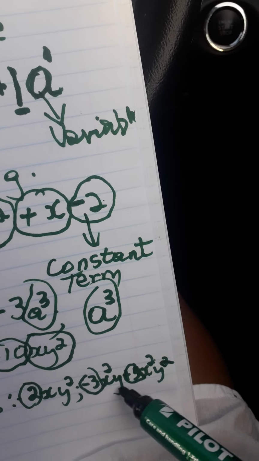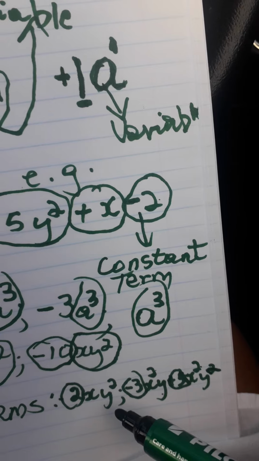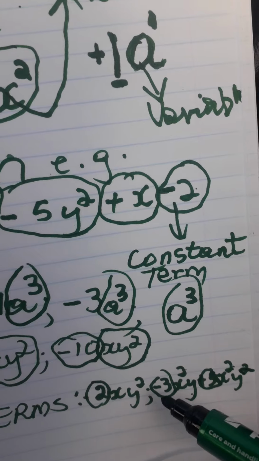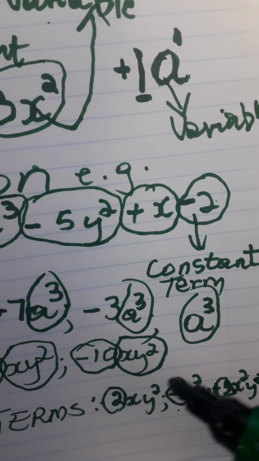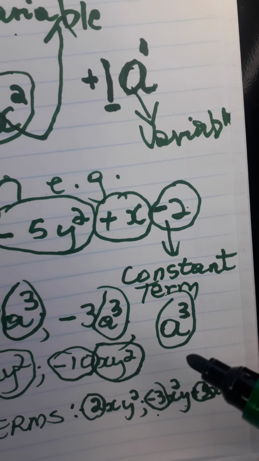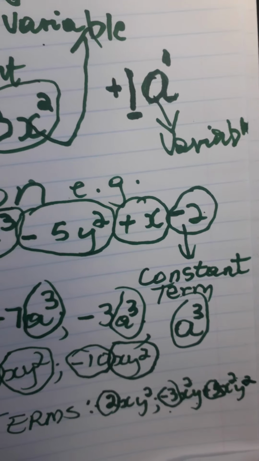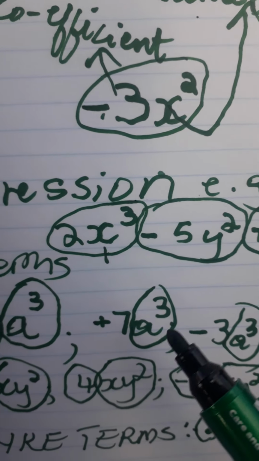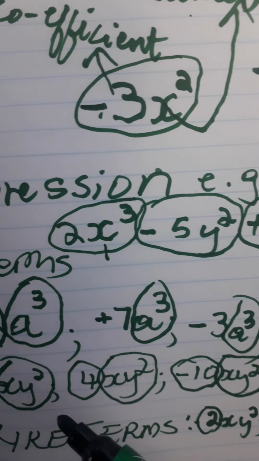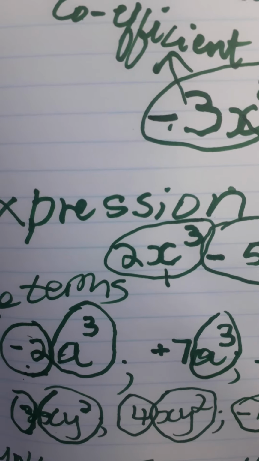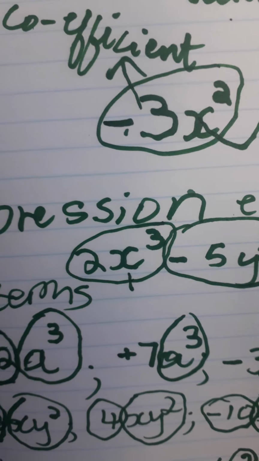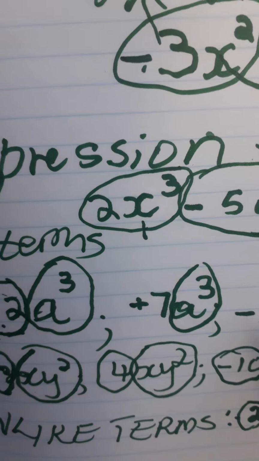So these are all unlike terms, and never add unlike terms. Only like terms are added. The skill required is to be able to identify like terms. Then once you can see that these are like terms, you will be able to add them.